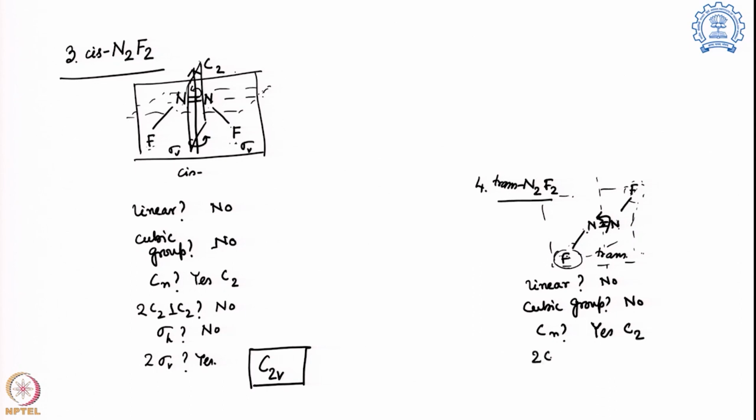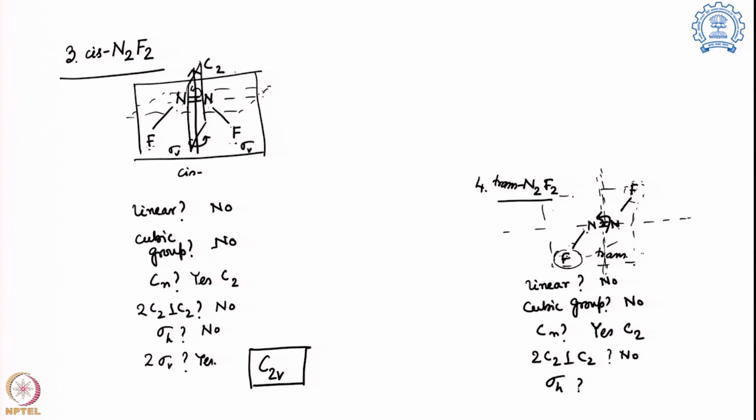Now the next question: do you have two C2 perpendicular to that C2? That means somewhere around here or somewhere around here. None of them rotate 180 degrees and give you the same structure. With this rotation over here, the fluorine will go left to right, right to left, not on top of each other. Same thing over here, if you rotate from there, bottom to the top, top to the bottom, but not really on top of each other. So the answer is no.